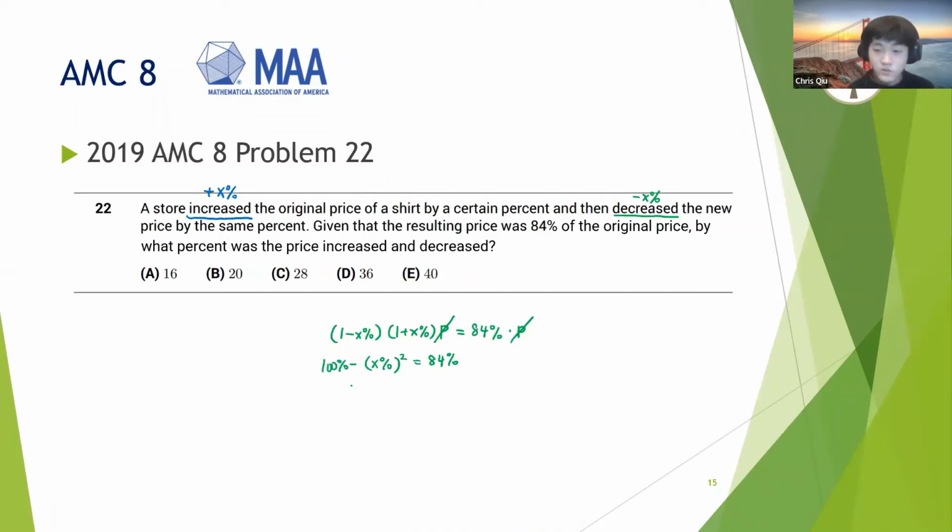And we can rearrange this equation to get x% squared is equal to 16%. And here it might be a bit clearer to write this in terms of fractions. We can take the square root of both sides to get x over 100 is equal to 4 over 10. And this gives x equals 40 as our percentage of increase and decrease.